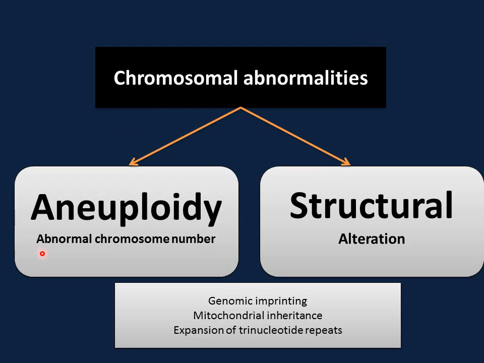Chromosomal abnormalities: aneuploidy and structural abnormalities. These are the main chromosomal abnormalities. Aneuploidy means an abnormal number of chromosomes, for example, 47 instead of 46. With structural abnormalities, the numbers are the same, but there is a problem with the structure, like translocation, duplication, and deletion. Genomic imprinting, mitochondrial inheritance, and expansion of trinucleotide repeats will also be explained.